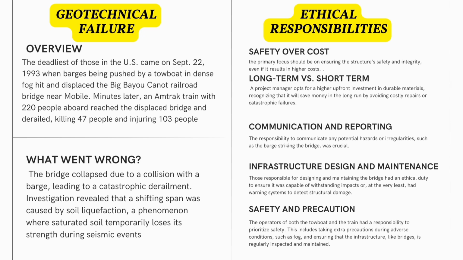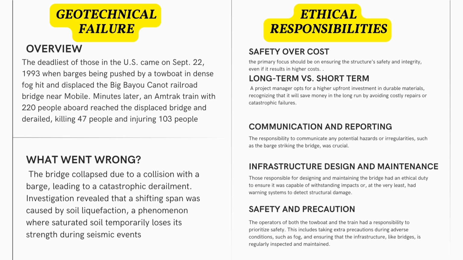The third one is communication and reporting. Geotechnical engineers have a critical job of identifying potential hazards before they occur, or even evaluating after the hazard has occurred. They are required to thoroughly investigate any issues that arise to prevent future problems. That's why clear and honest communication is essential. It is the responsibility to accurately report findings, risks, and any concerns so that all stakeholders are fully informed and can make sound decisions.